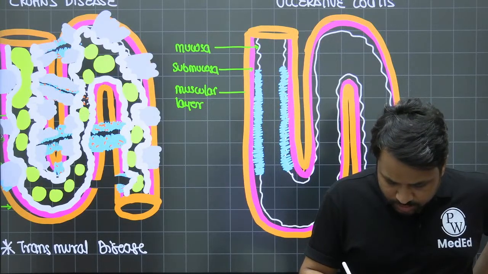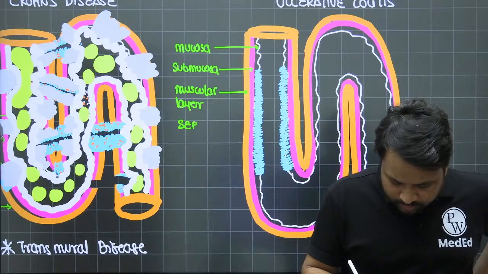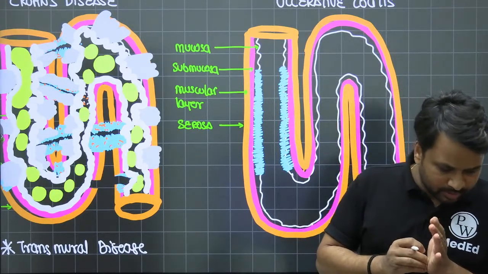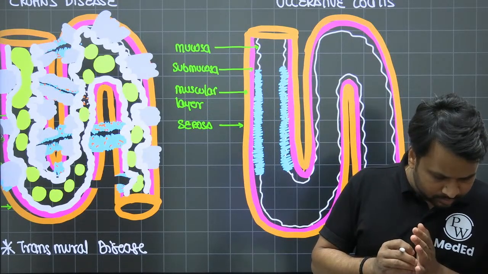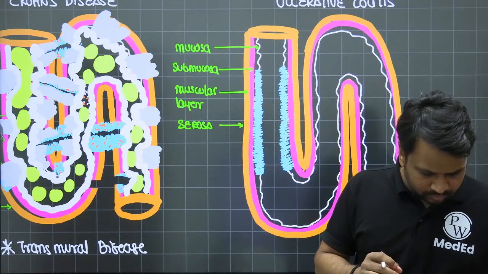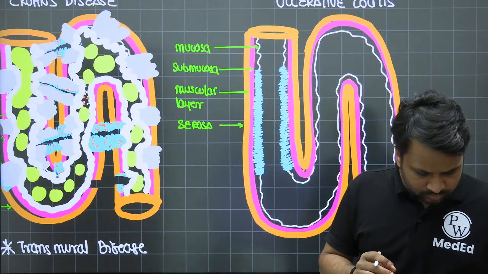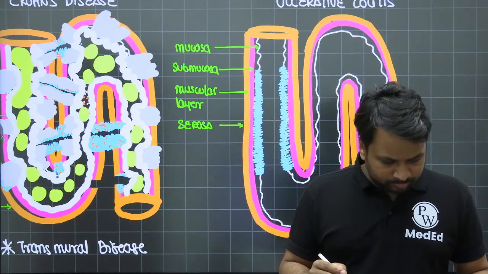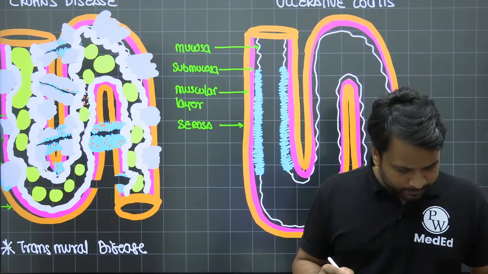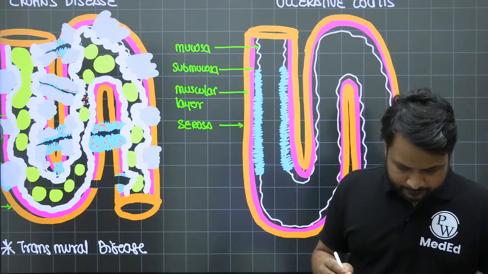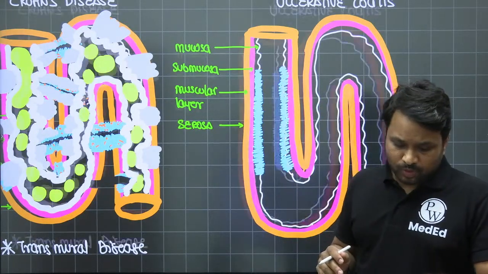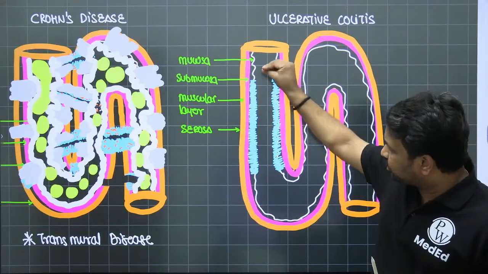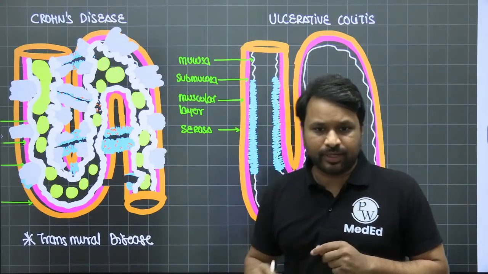Then you have the muscular layer, and the outermost is going to be serosa. So you have the mucosa, then the submucosa, the muscular layer and serosa. Here you see the disease is limited to mucosa and submucosa, right?